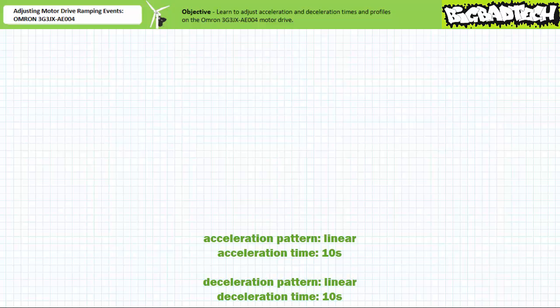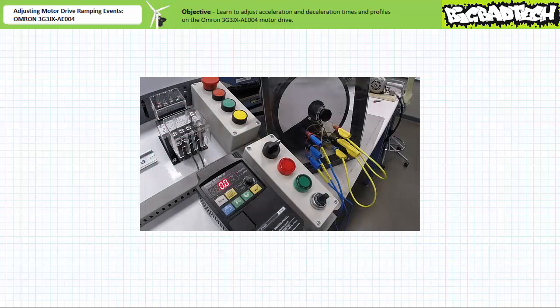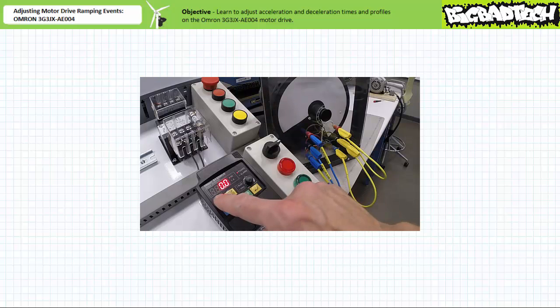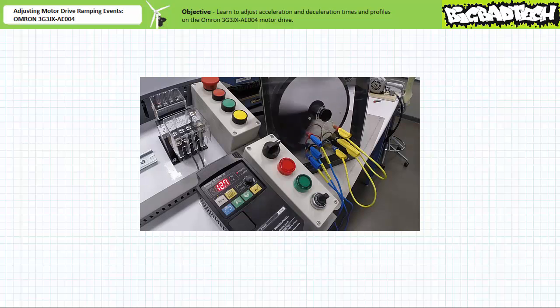First, let's return the drive to the default state, notably a linear 10-second acceleration ramp-up time and a linear 10-second deceleration ramp-down time. With parameter D001, output frequency monitor, being displayed, when an operator presses run, the motor drive linearly increases applied frequency to 60 Hz over a period of 10 seconds. The motor and flywheel accelerate and speed stabilizes as previously.